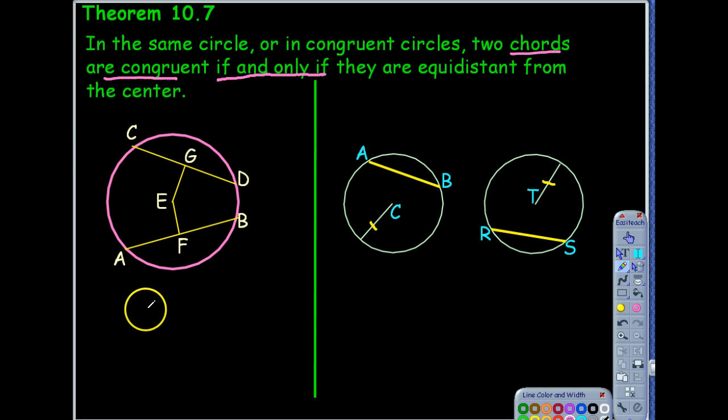So in this picture, what do you think the two chords are talking about? Arc CD and arc AB. No, we're talking about chords. Oh, sorry. The chords are segment CD and segment AB. Now, if you knew these chords are congruent, then the arcs are congruent too. I'm putting them all together.